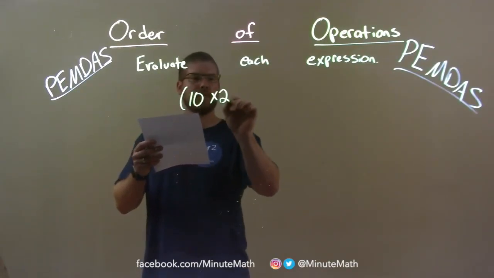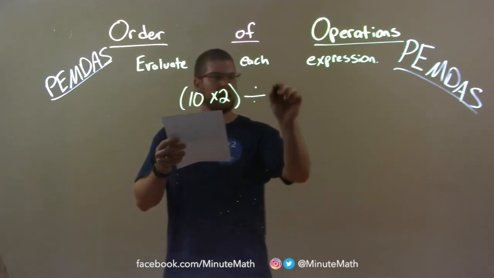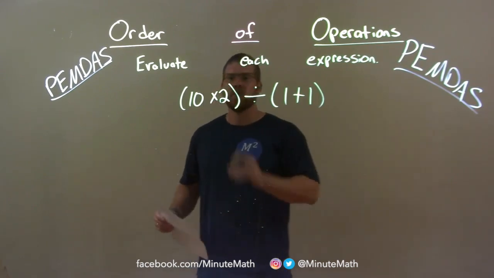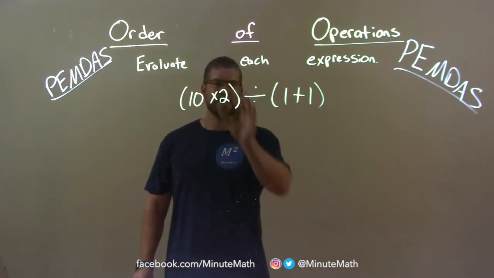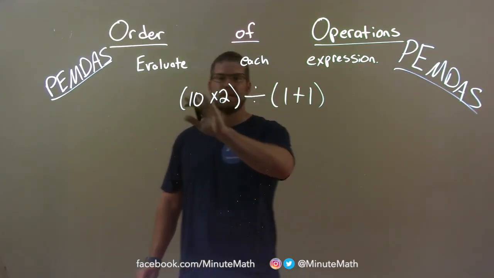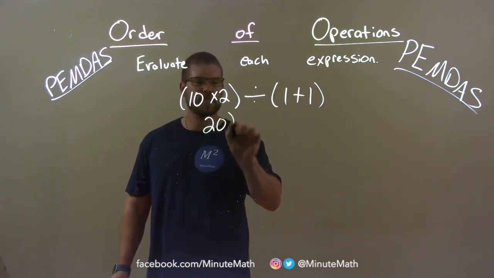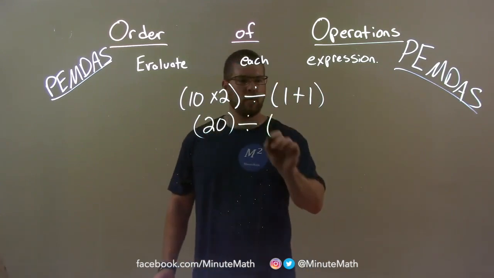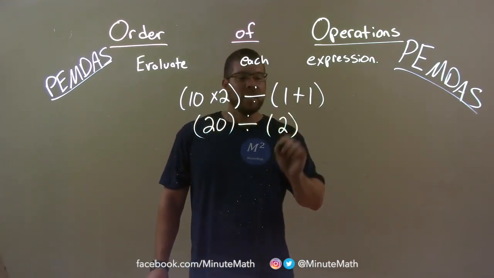10 times 2 divided by 1 plus 1. Okay? Well, 10 times 2 is first. It's in our parentheses. Got to deal with that. 10 times 2, 20. Okay? Got division here. And then this parentheses we got to deal with. 1 plus 1 is 2.